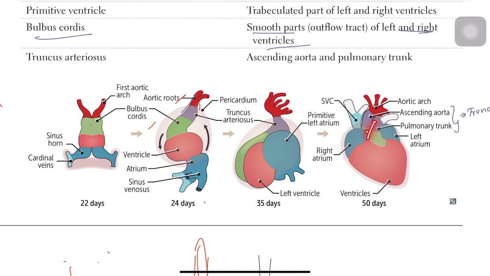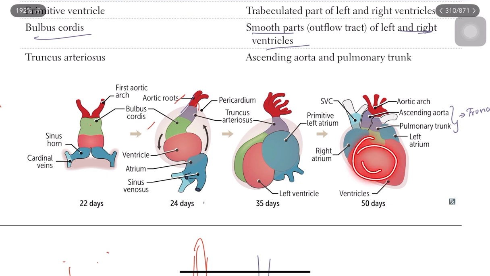That is done. Now as we come more retrogradely, you can see you have bulbous cordis in this structure. This bulbous cordis is forming your smooth parts of right and left ventricles. Okay, so that is done. Now we will go more retrogradely. You have trabeculated parts. What we said, trabeculated is nothing but rough parts. Rough parts are formed from primitive ventricles. Okay, as we go more retrogradely, you have right atrium and left atrium.